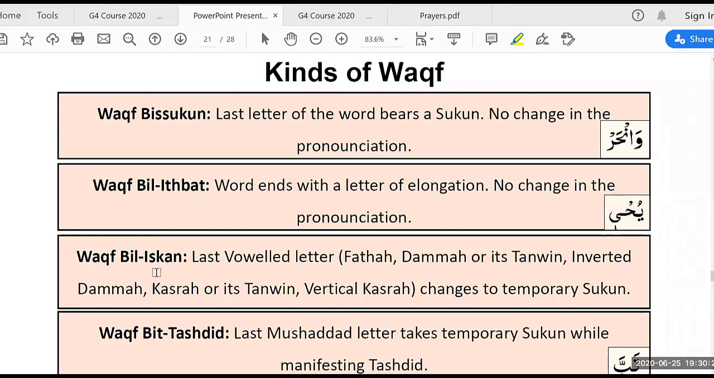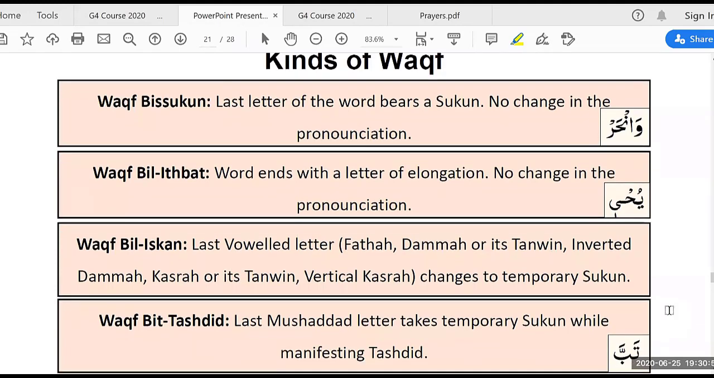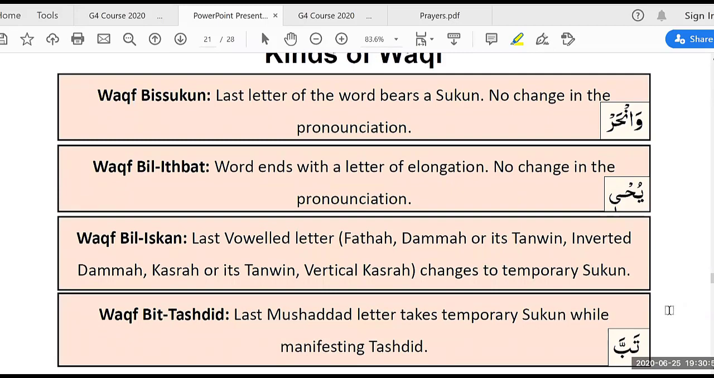Then we have waqf bil iskan. This is when the last vowel letter changes to temporary sukoon. There are 7 cases in which the last vowel letter changes to sukoon. That is, if the last letter carries a fatha, a dhamma or its tanween, or an inverted dhamma, a kasra or its tanween, or an inverted or a vertical kasra. Then we have waqf bit tashdid. This is when the last mushaddad letter takes a temporary sukoon, but we still have to pronounce the tashdid, manifest the tashdid. So tab.